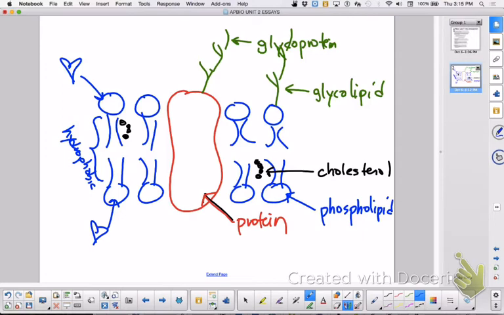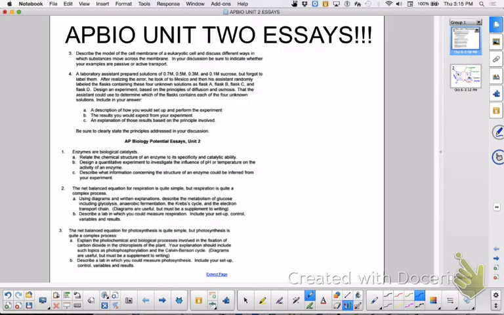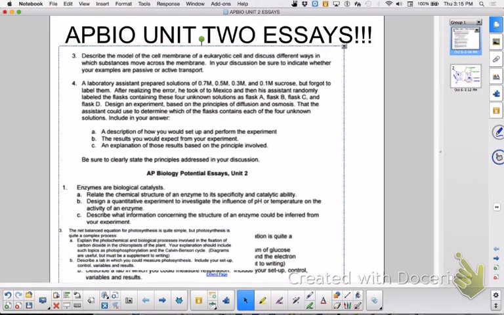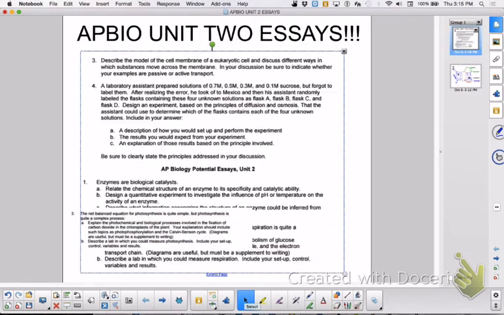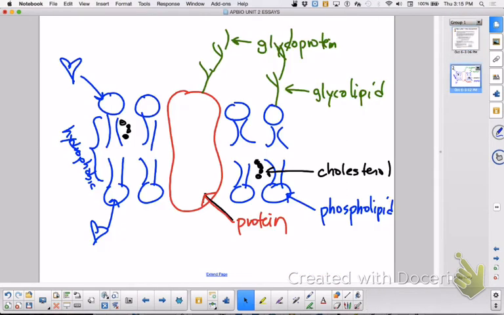Okay? So now I'm going back here. It says, describe the model of a cell membrane and discuss the different ways in which substances move across. So now let's talk about how things can move across. So one way is to go through the what? Phospholipid bilayer. Okay, and when it goes through the phospholipid bilayer, it cannot be what or what? Large or charged.